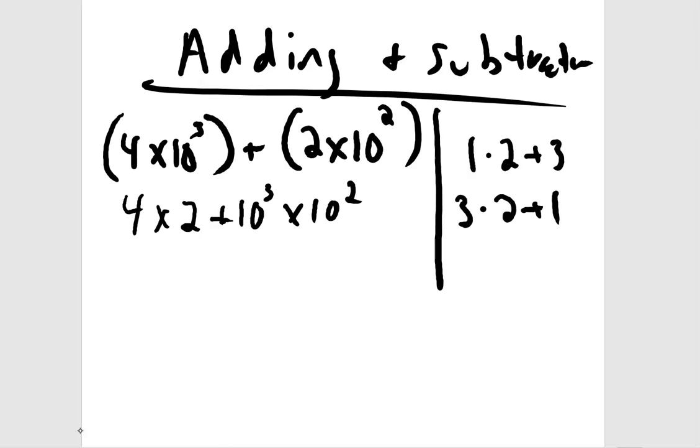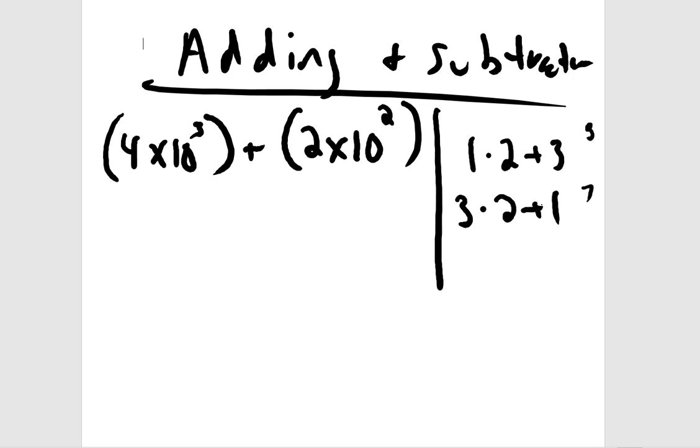1 times 2 is 2. 2 plus 3 would give you 5. 3 times 2 is 6. 6 plus 1 gives you 7. You can't rearrange any which way you want to anymore because you have that addition symbol in there. So you can't rewrite it like this. All right? So we're going to have to figure out another way.